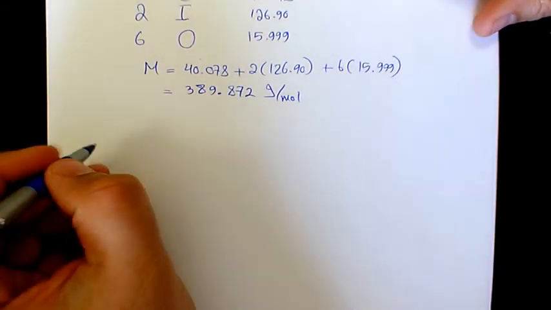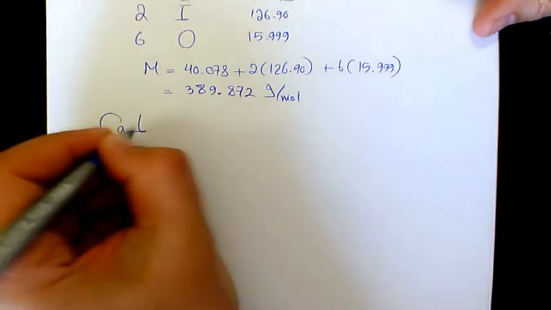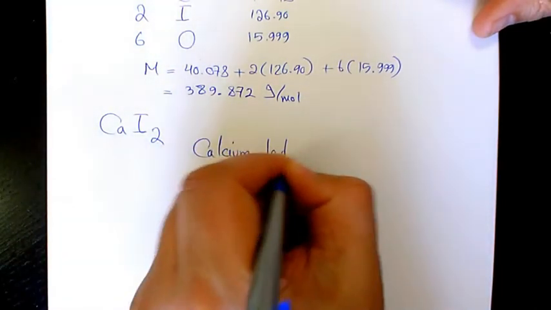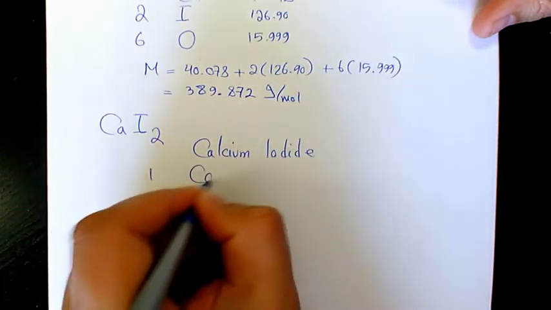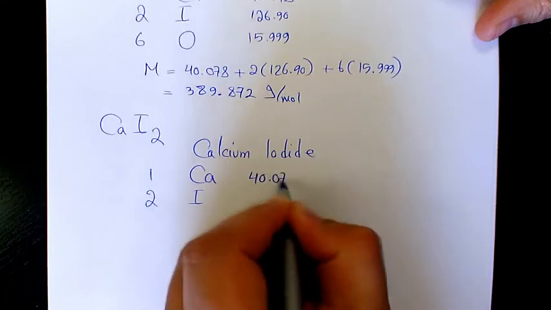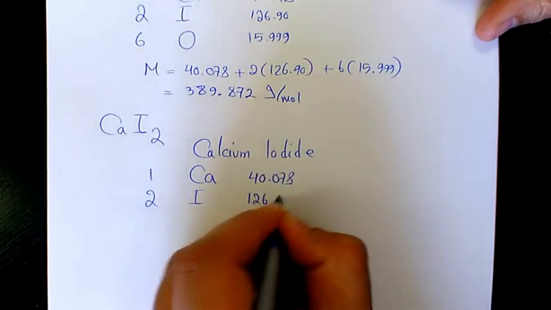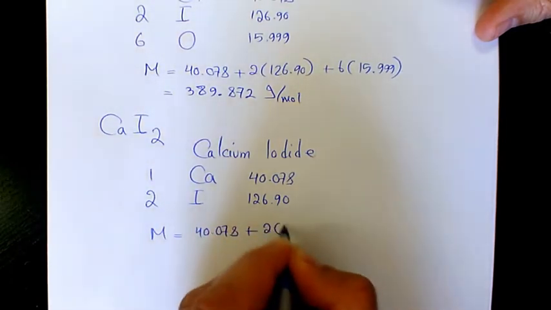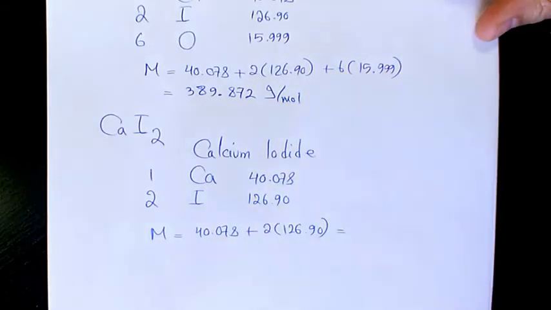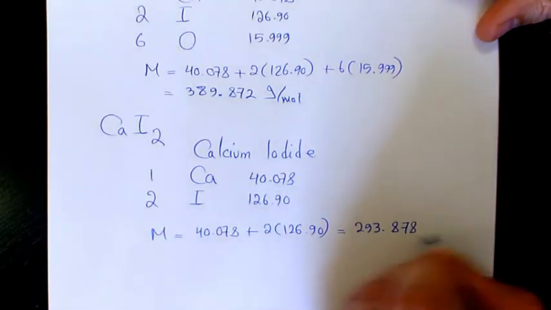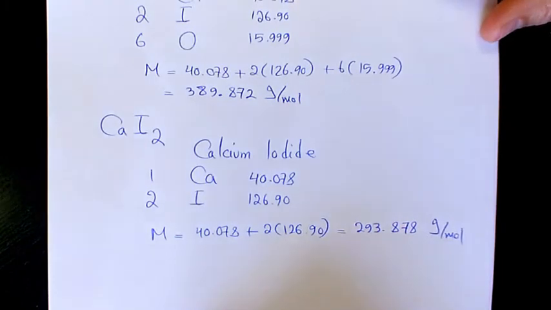Let's do calcium iodide, CaI2. Calcium iodide. 1 atom of calcium, 2 atoms of iodine. So 40.078. Here is 126.90. So M is going to be 40.078 plus 2 times 126.90. That's going to give me 293.878 grams per mole.